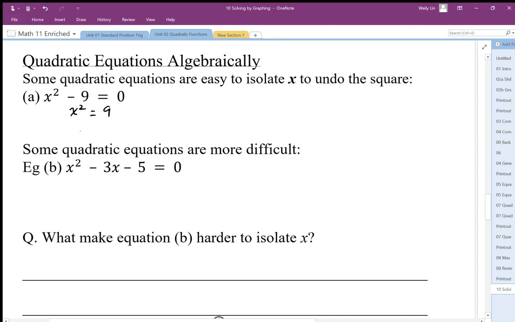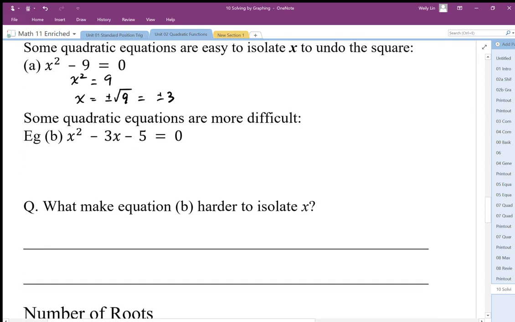So we end up with x. And when we undo by square rooting, we have to make sure that we keep both the plus and minus. In this case, since it's a perfect square, we get plus minus 3.